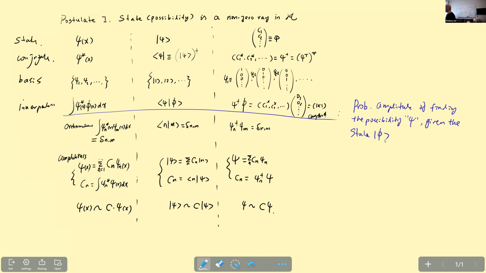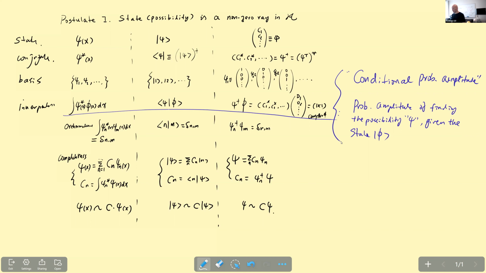Right. So let's say, classically, if you have one possibility, and you ask, given this possibility, what would be the possibility to find another one? So this is basically the conditional probability amplitude, because in quantum mechanics we not only have a probability, we have a probability amplitude. So that's the physical meaning of this term, okay?